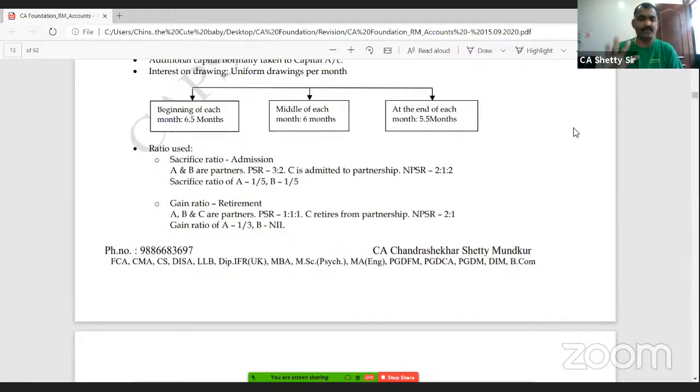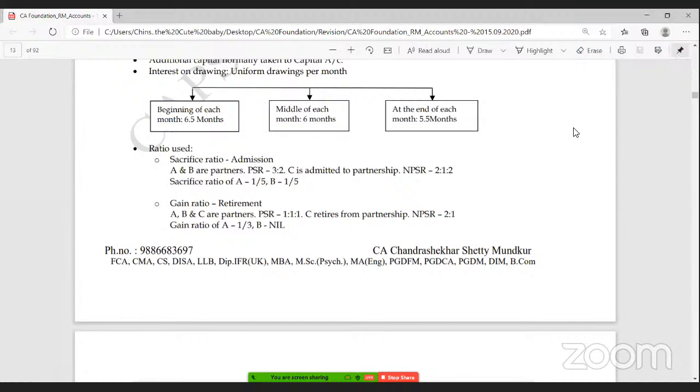Whether admission or retirement, you don't have to learn anything separately. Whoever is actually gaining, debit them. Whoever is sacrificing, credit them. Is it understood? Yes, sir. Make a box.